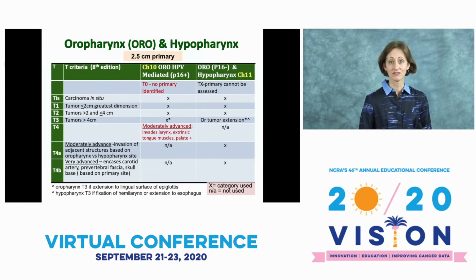We can see that for HPV positive, they do not divide out T4, which is based on the extent, divided into a T4a and T4b, moderately versus very advanced, for those that are unrelated to HPV. So our patient at 2.5 centimeters is a pT2.